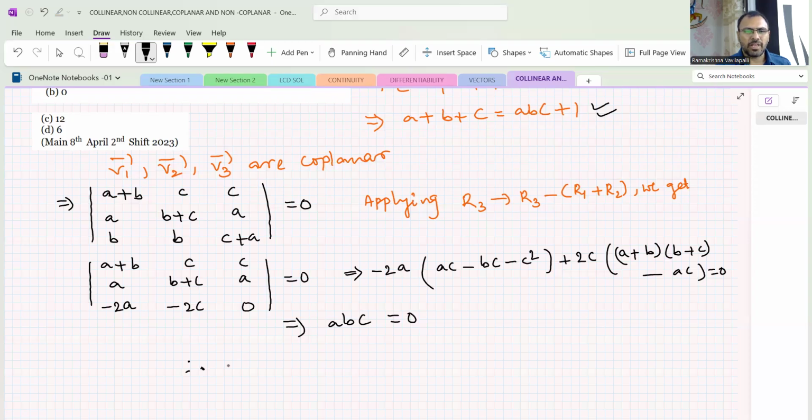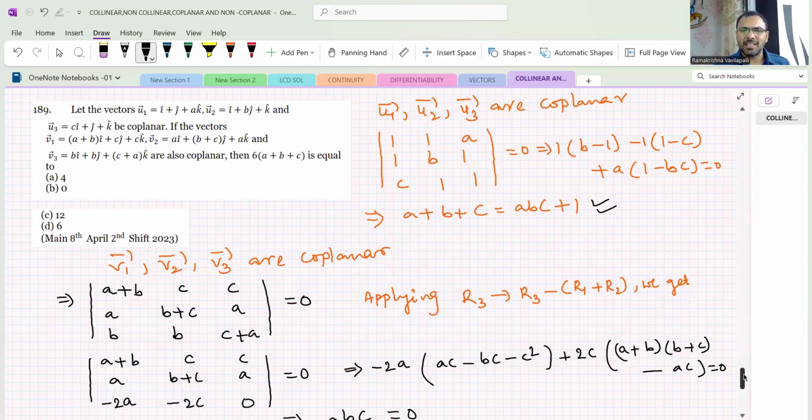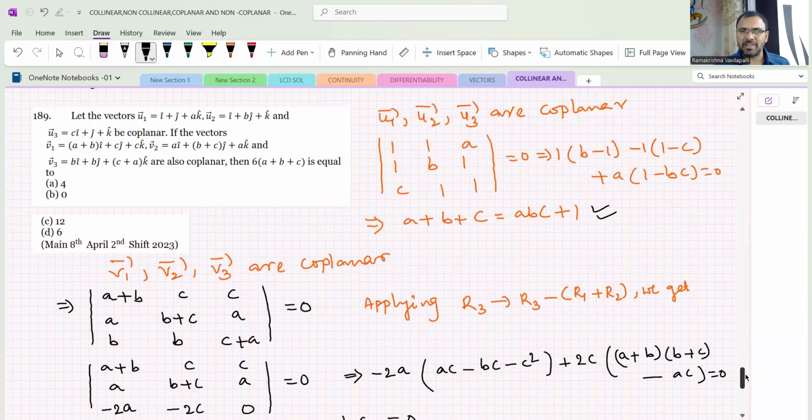So therefore, A plus B plus C equal to, we got 1. Now what is the answer for 6 into A plus B plus C? That answer is 6. This question is very good, based on a two-tiered coplanar vector system linked with determinant application.